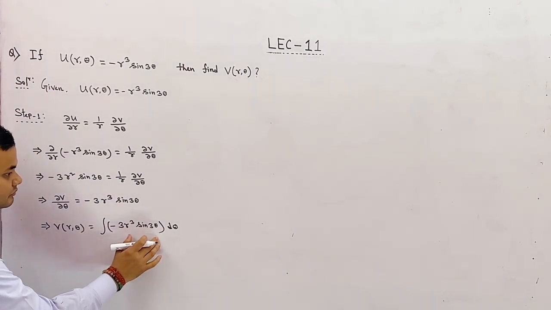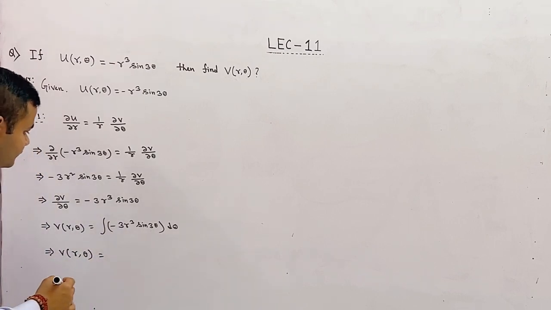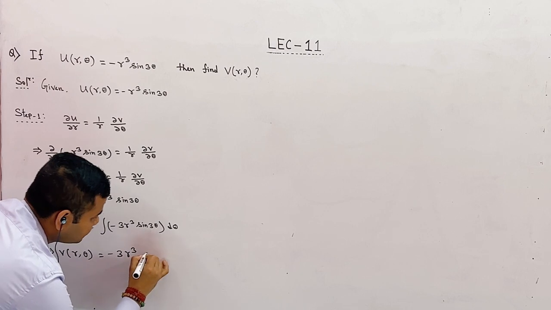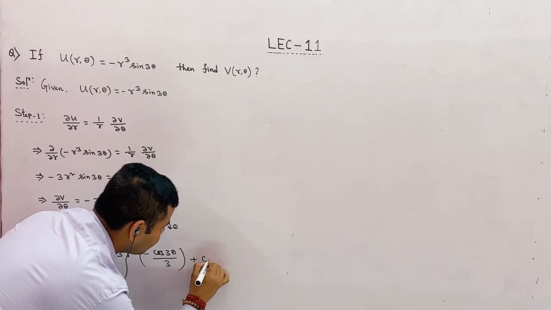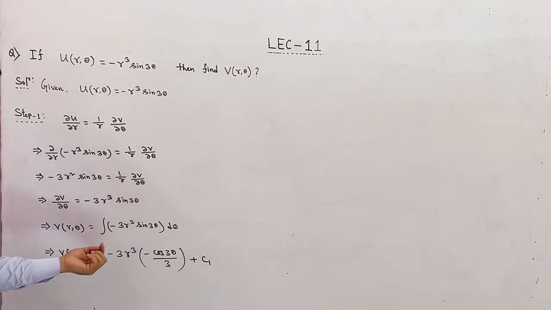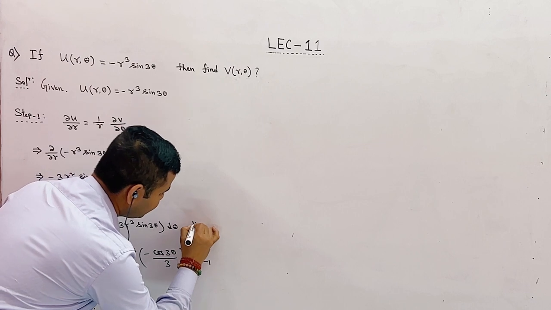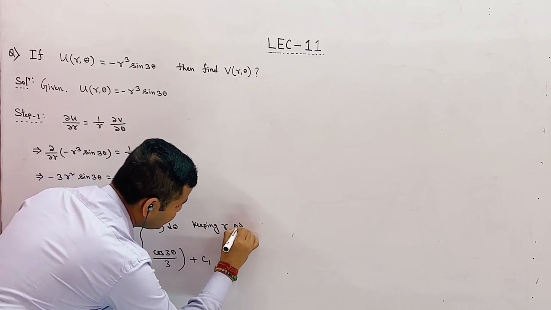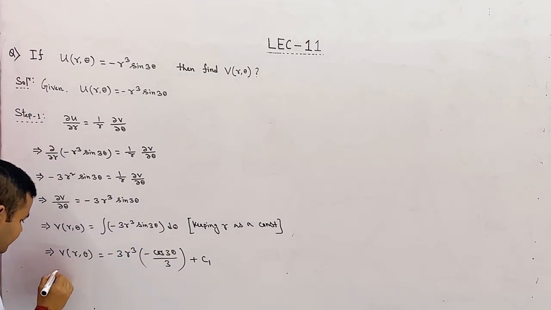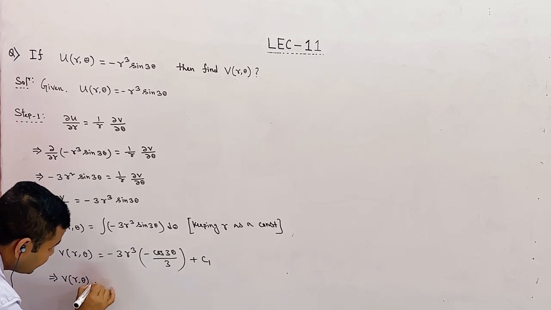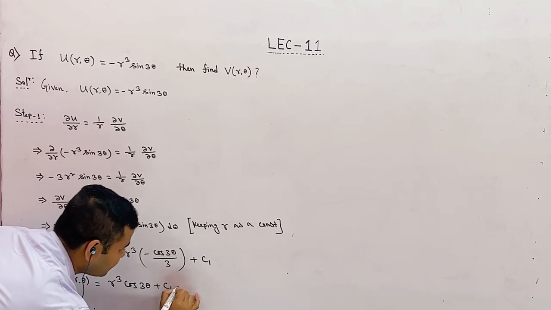So, after integrating this term partially with respect to theta, we will get v(r, theta) is equal to minus 3 r cube times minus cos theta divided by 3 plus constant of integration. Here, while integrating this term, we are keeping r as a constant. So after simplifying this part, we will get v(r, theta) is equal to r cube cos theta plus some constant of integration.